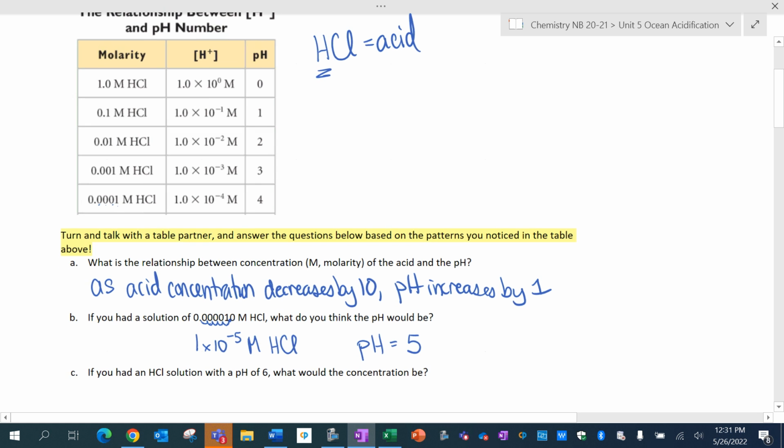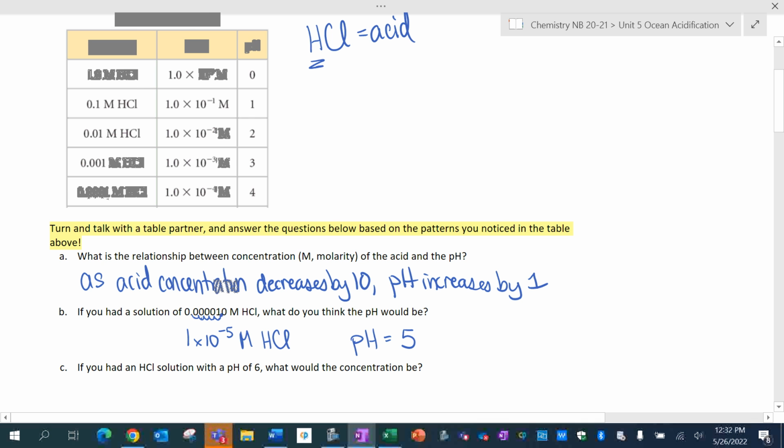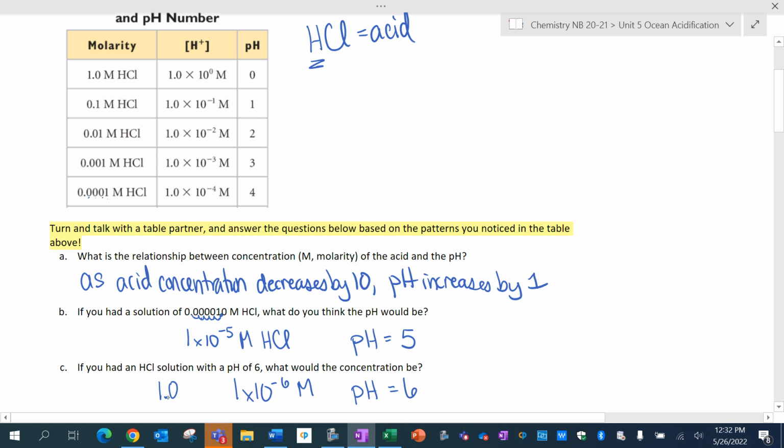And then if I had a solution with a pH of 6, again following this pattern, I would guess that the hydrogen concentration would be 1 times 10 to the negative 6. If I wanted to write that out in what we call standard notation, you take your 1 and move it 1, 2, 3, 4, 5, 6 spots over. So that's 0.000001 molar. So that's a pattern we're noticing, and we call this a logarithmic scale. Logarithmic means that every time the pH changes by 1 unit, the concentration is changing by a factor of 10.